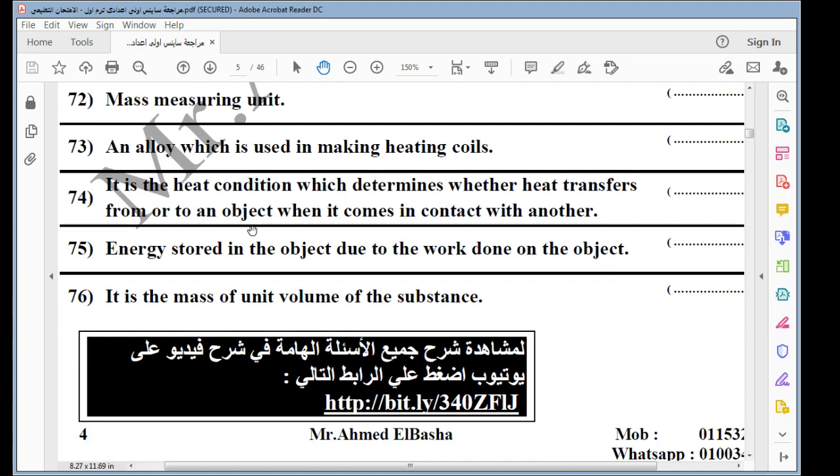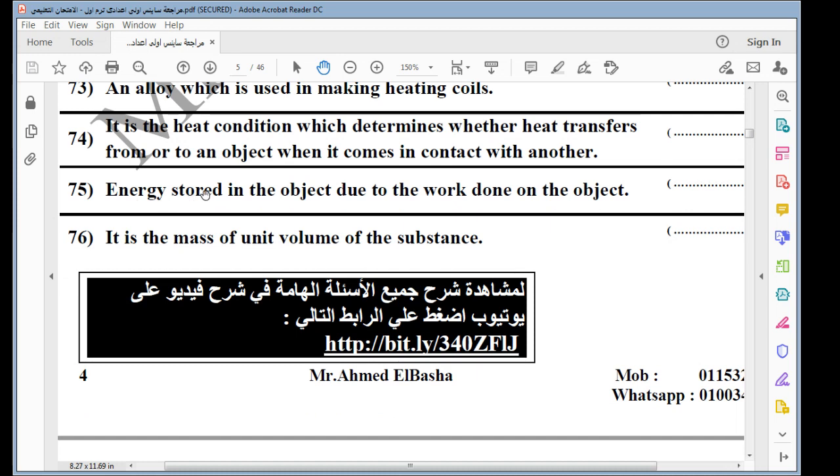73: an alloy which is used in making heating coils. This is nickel chromium. 74: it is the heat condition which determines whether heat transfers from or to an object when it comes in contact with another. Of course, this is temperature.